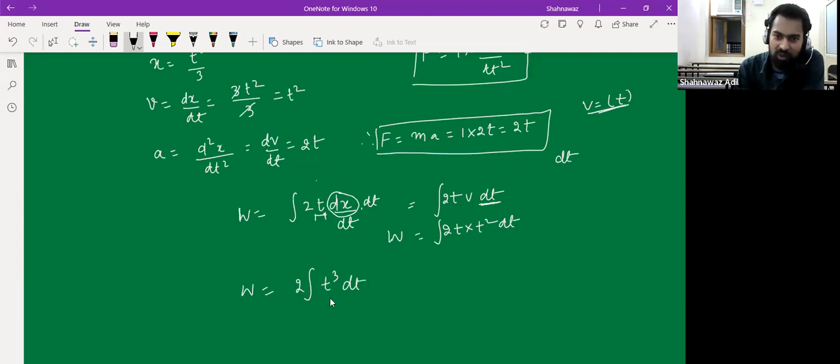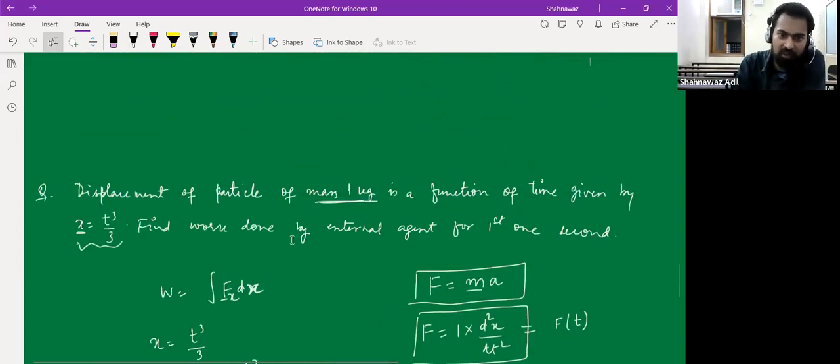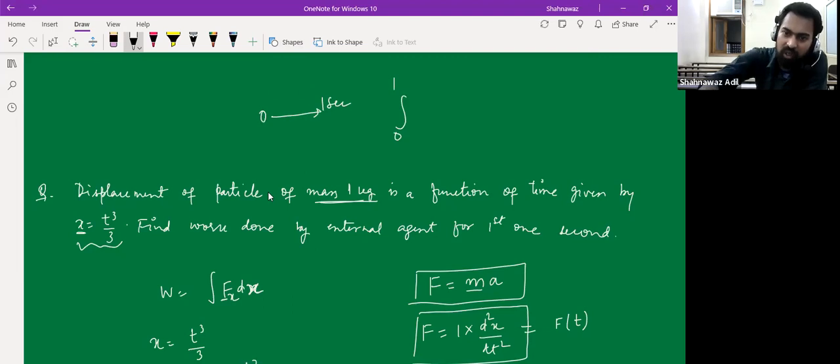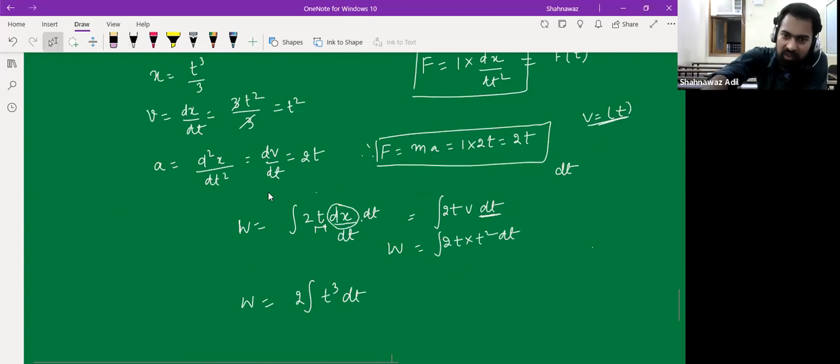So this is 2t³ and dt, right? So we should know about the limits of this t. Again, you see that in the question, they are asking about the work done by the external agent for the first 1 second. So it started from, let's say, 0 seconds, to 1 second, right? So your limit is 0 to 1, right?